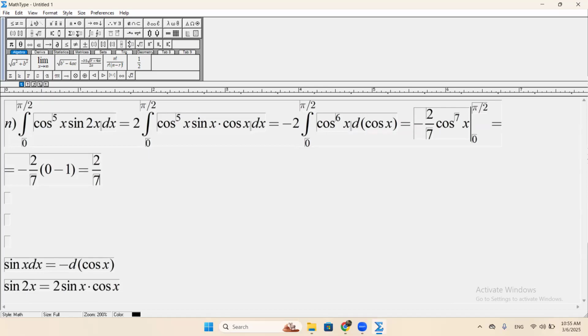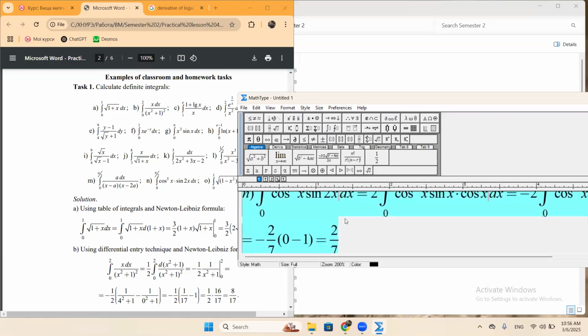So such a simple integral. Any questions about this exercise? Okay, if no questions, let's solve the last exercise for today.